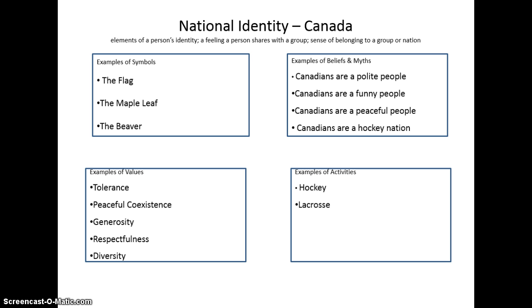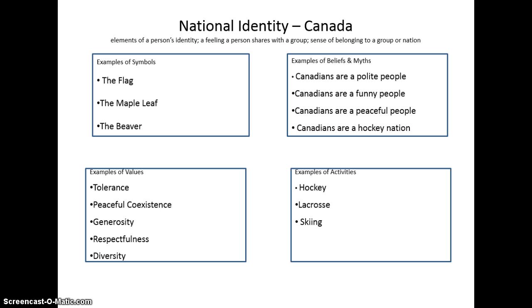Lacrosse is another important and popular activity in Canada. It makes up an important part of our national identity. Lacrosse is actually the official sport of the country, and lacrosse was a sport first invented by First Nations groups in Eastern Canada, and so it really is an important part of our national identity.